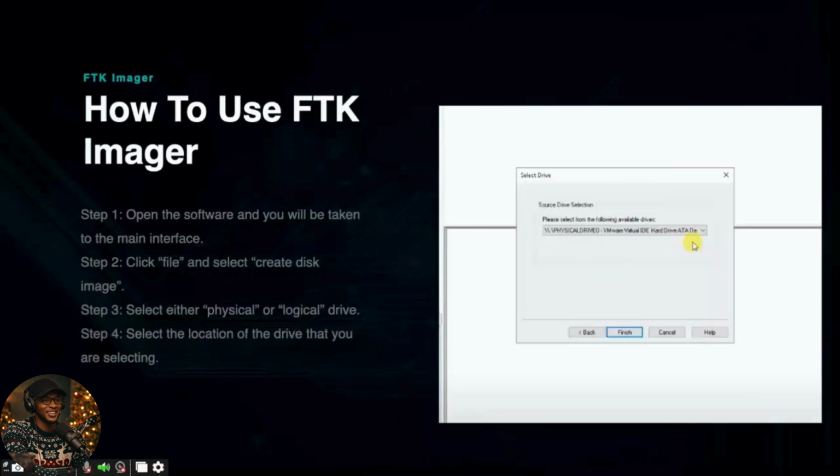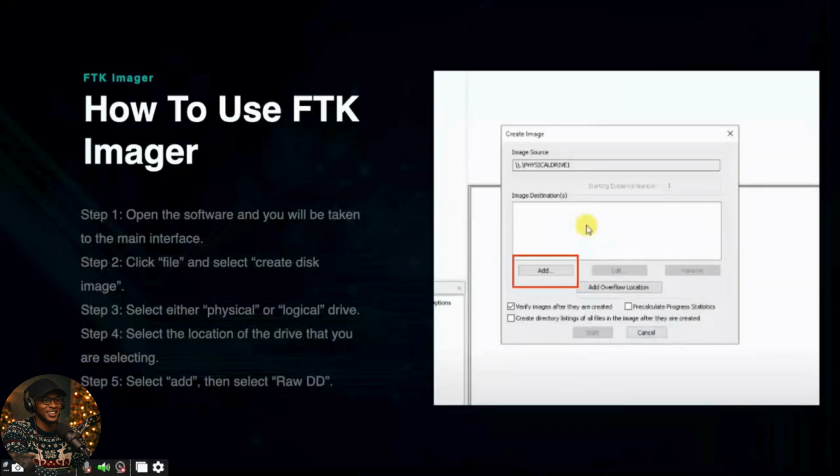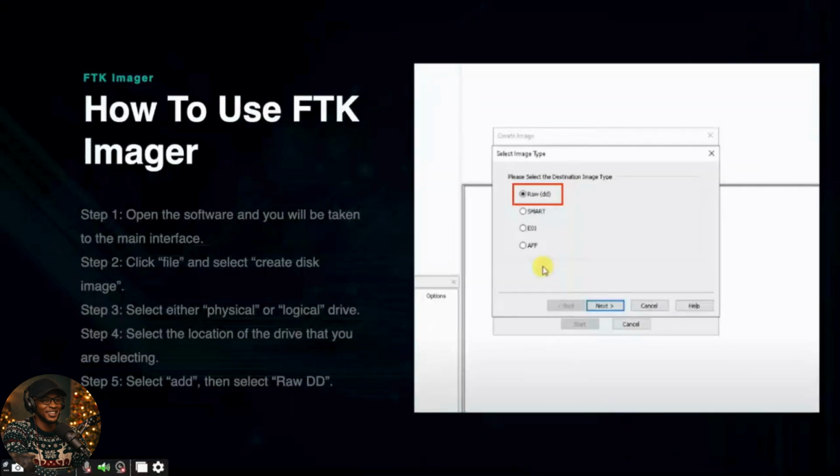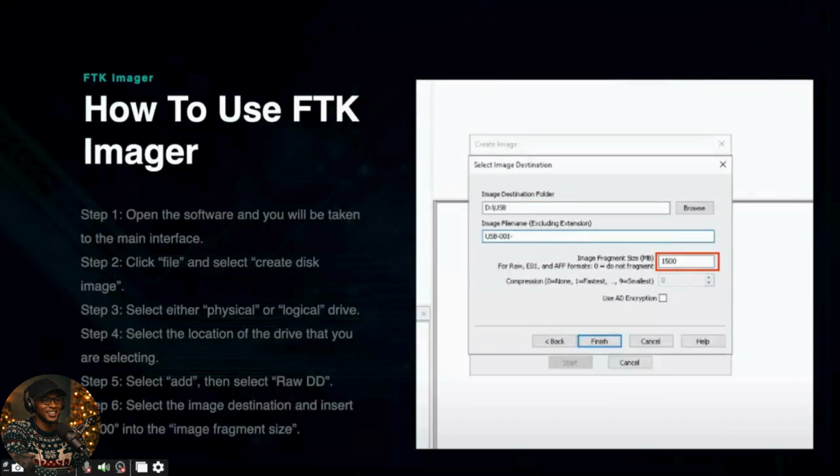From here, you will select the location of the drive you are creating an image file of. A list of available drives will be available on the drop-down menu. Then you will select the destination location of the disk image that you are creating. Then press Add and select the type of disk image you want to create. For this presentation, we will choose RAW DD, which is a bit-by-bit copy of the drive and is the most common. Next, you will enter the case information about the disk image.